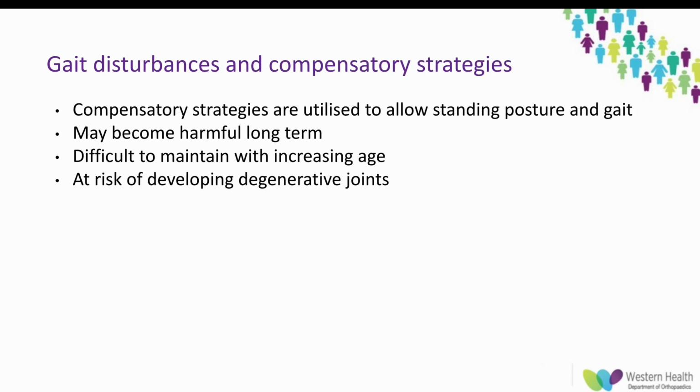So patients with muscular weakness from polio develop gait disturbances, and they develop compensatory strategies to allow an upright posture and walking. These strategies may become harmful in the long term, and they become more difficult to maintain with increasing age. The strategies also put their joints at risk of degeneration.